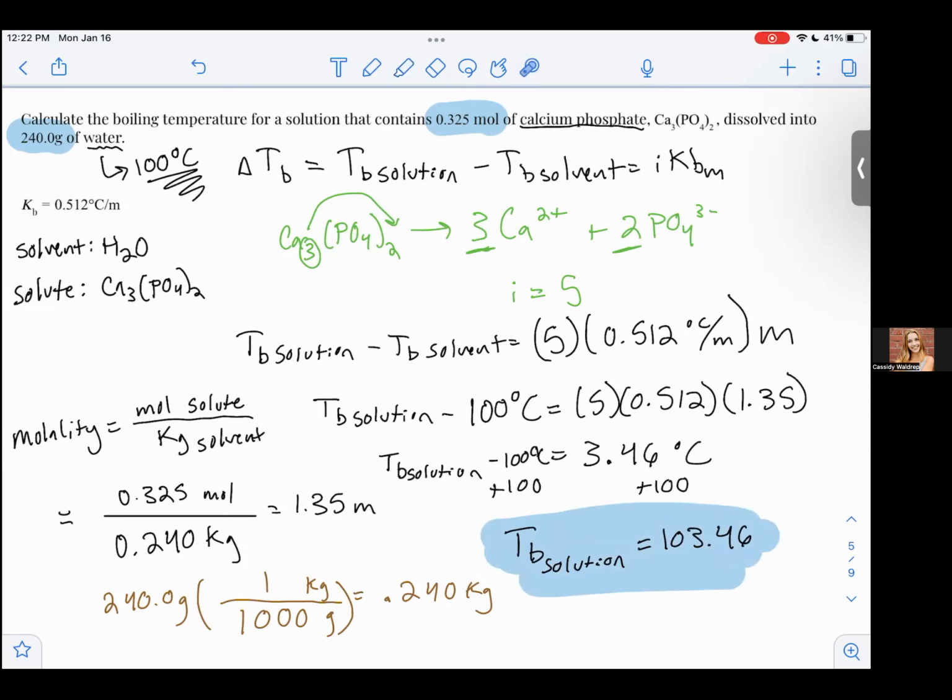And before I'm done, let's think about boiling point elevation. When we put in a solute into our solvent, our boiling temperature is elevated. So whatever you get here has to be more than the boiling temperature of water. 103 is greater than 100, so I know I'm okay. And that is how you do a boiling point elevation problem.